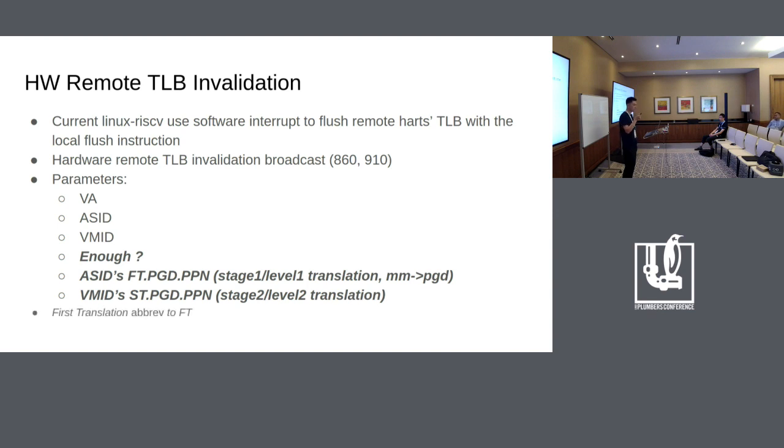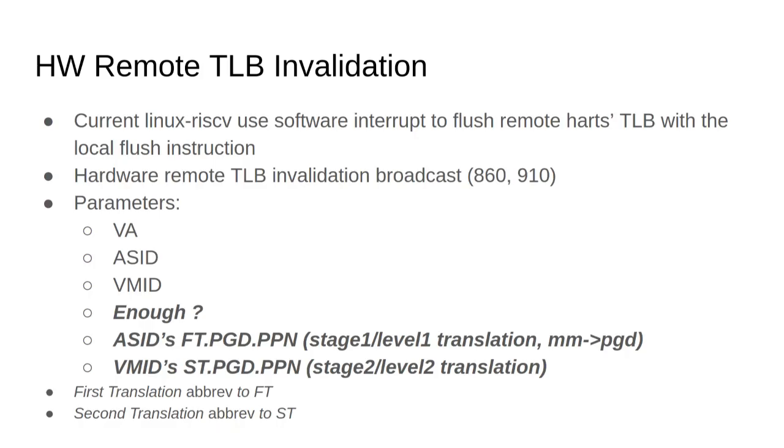And here, there is some naming puzzle. First translation is abbreviated to FT, from my view, my name. And second translation is abbreviated to ST. So I didn't use level one or stage one. FT PGD means first translation root page table physical page number. And physical page number is abbreviated to PPN. That's not from my name; it's from the RISC-V specification. Before that, I usually used the PFN of Linux. I think this name is okay, and people are always crazy on the naming game. Here I just use FT and ST instead of level one, level two, stage one, stage two.